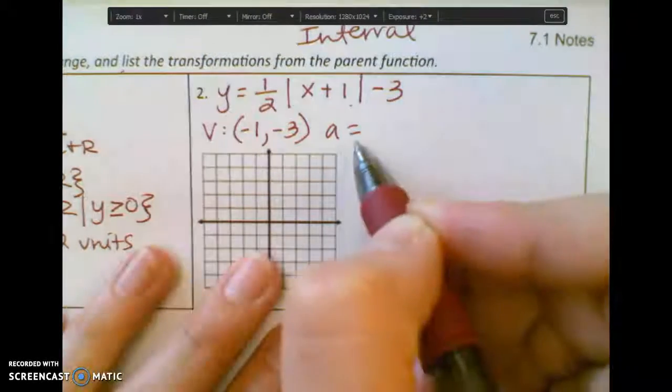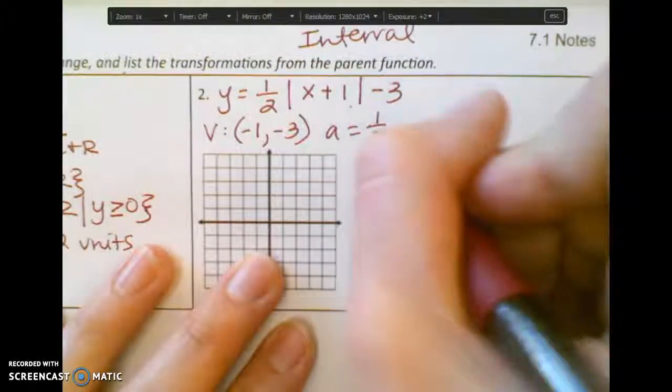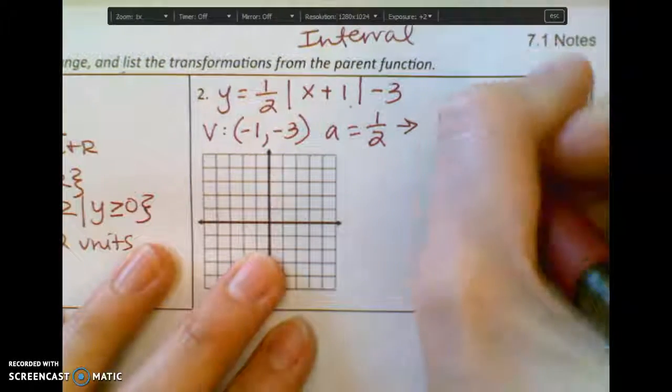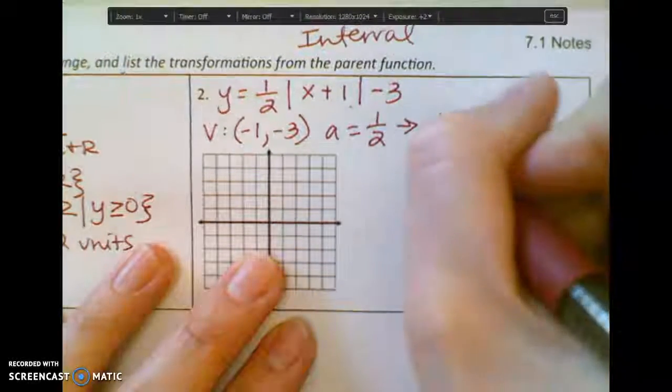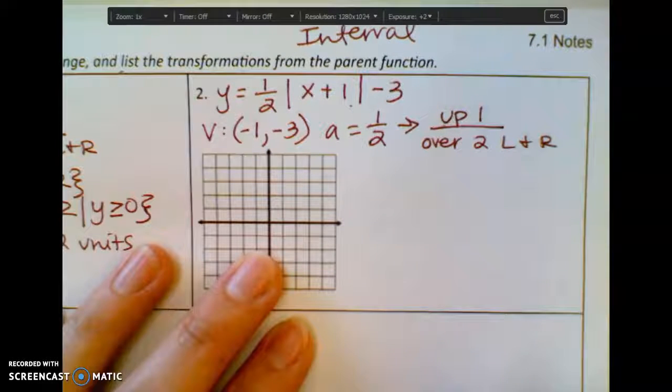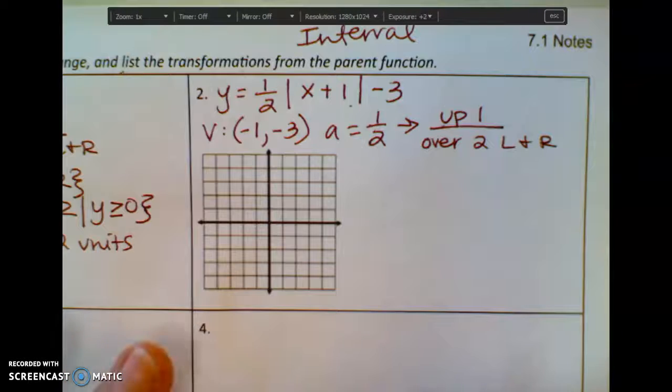Well, what's my a value here? It is 1/2. And what does that tell me to do? That tells me to go up 1, and then it tells me to go over 2, left and right. We'll go up 1, over 2, left and right.